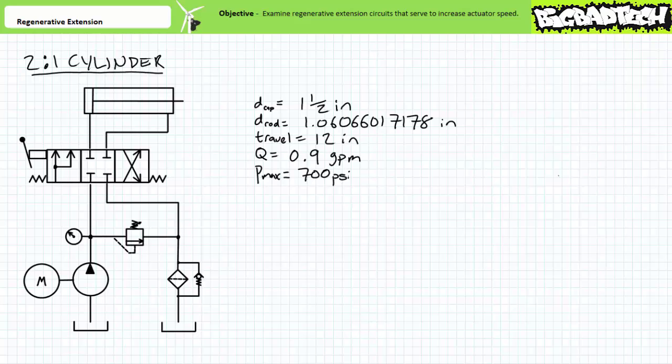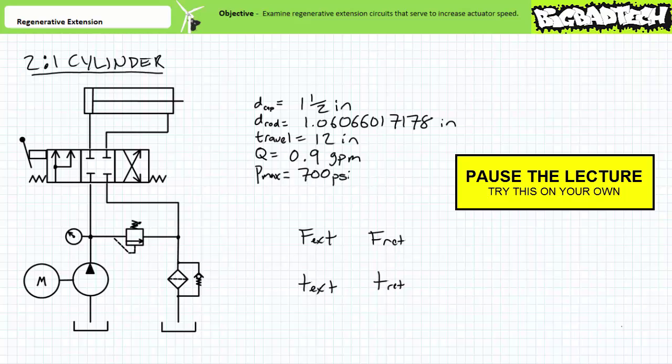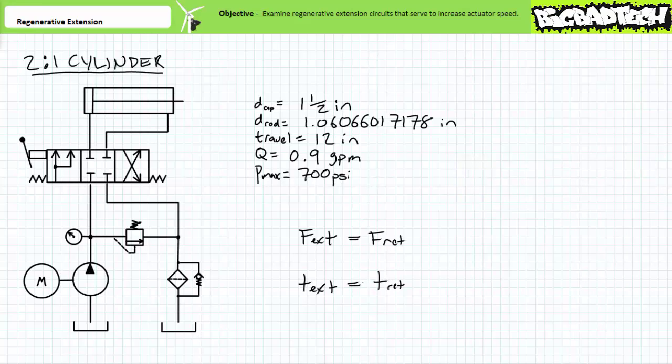For a 2-to-1 cylinder operated with this type of directional control valve, these constraints and complications are a thing of the past. By all means, pause the lecture and prove it to yourself. Calculate the maximum force of extension and the maximum force of retraction, and the time to fully extend and fully retract this cylinder, given this system is limited to, let's say, 700 psi, and flow rate is 0.9 gallons per minute. Here's a hint. Extension and retraction force should be equal because the rod area equals the rod end area. Additionally, extension and retraction time should be equal because the rod volume equals the rod end volume.